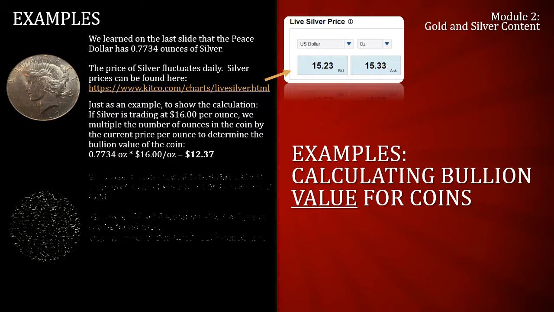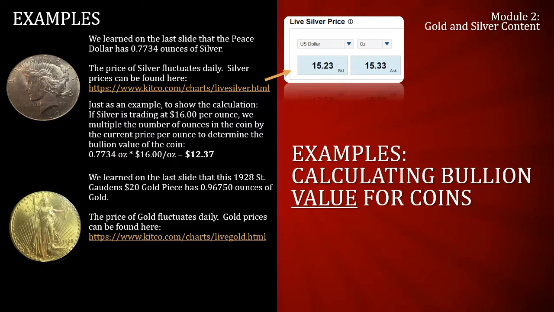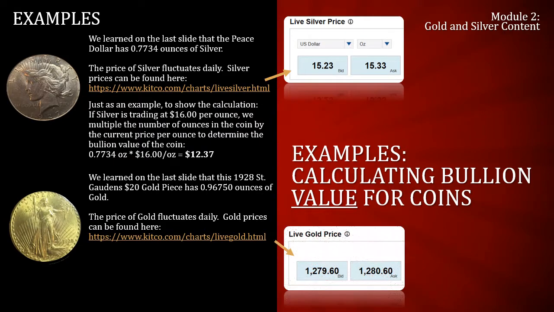Okay, let's look at an example now for gold. On the last slide, we learned the 1928 St. Gaudens $20 gold piece has 0.96750 ounces of gold. So we would use this link, which takes us to the gold prices. And there's the gold price for the day that I checked, $1,279.60, $1,280.60.